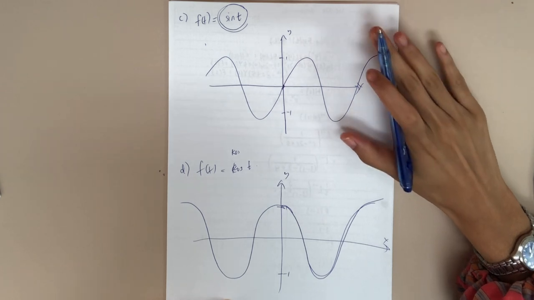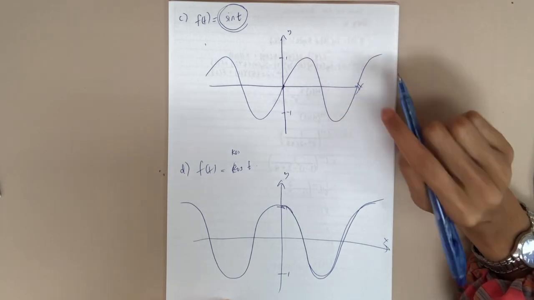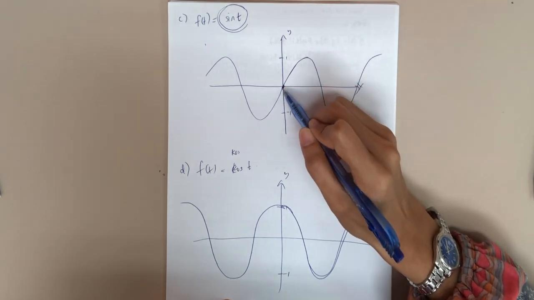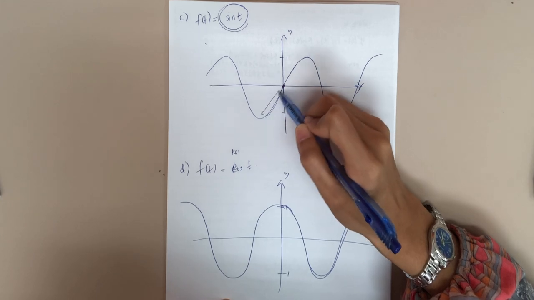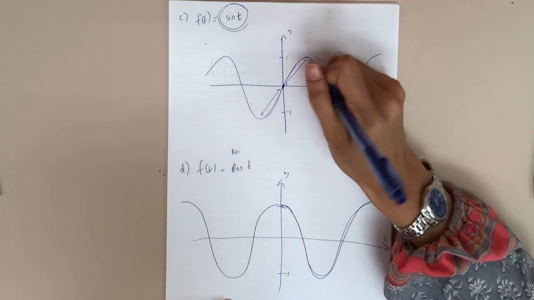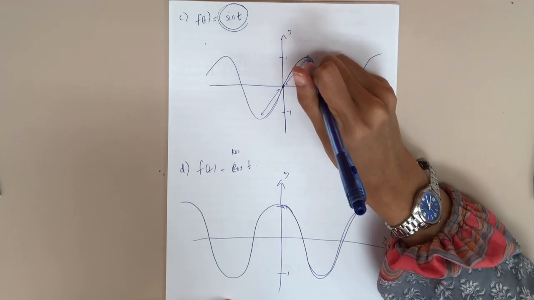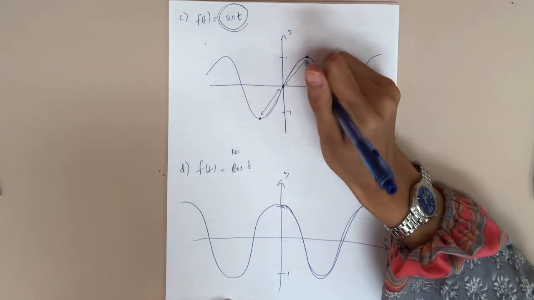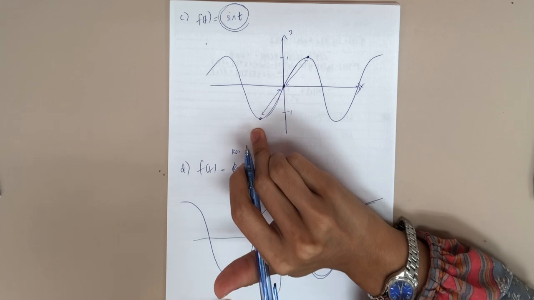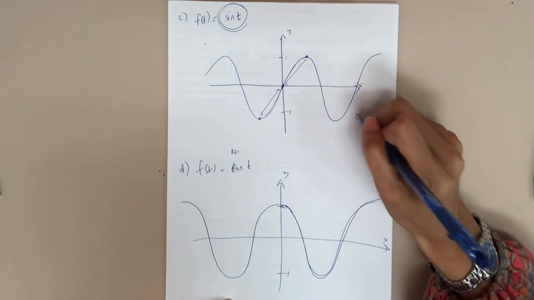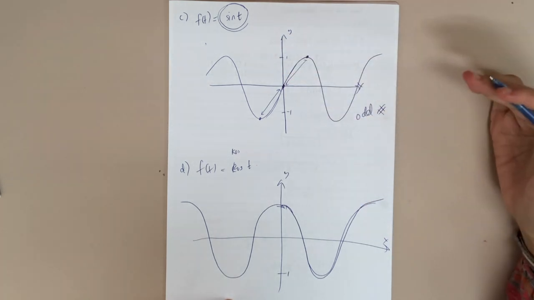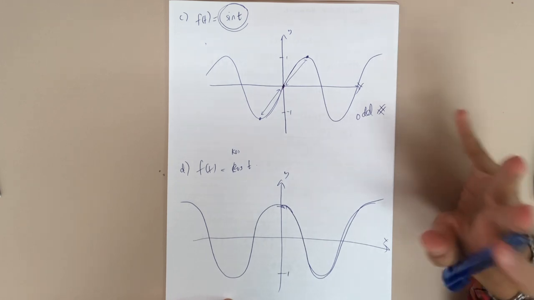So is sine t odd or even? Based on the graph, this is your origin, right? And you can see this line and this line. Is it symmetrical on the x-axis? If you want to reconfirm it, let's say there is a point here and a point here. When you flip on the origin, this point will touch this point. Right. So sine t is an odd function, because it's symmetrical on the origin.